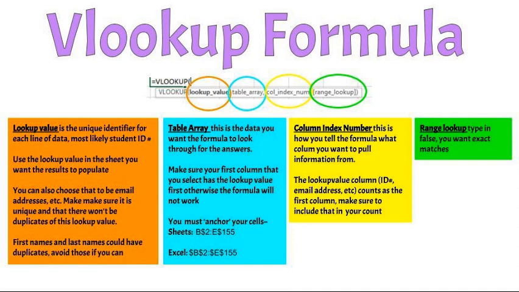In the blue is the table array. That's where you will get your answers from, the data you'll pull from. In yellow, the column index number tells the formula which column you're wanting the information from. And then in green, the range lookup, you will type in false because you want exact matches. We'll explore all of these in an example.